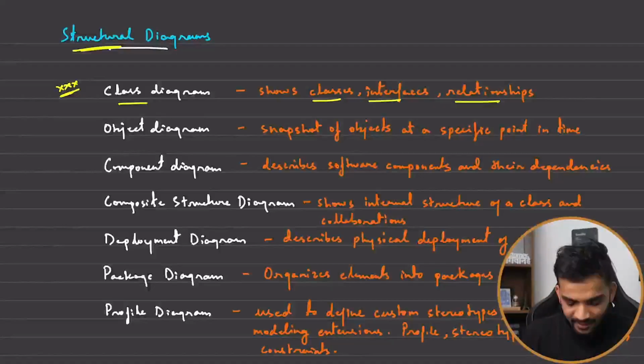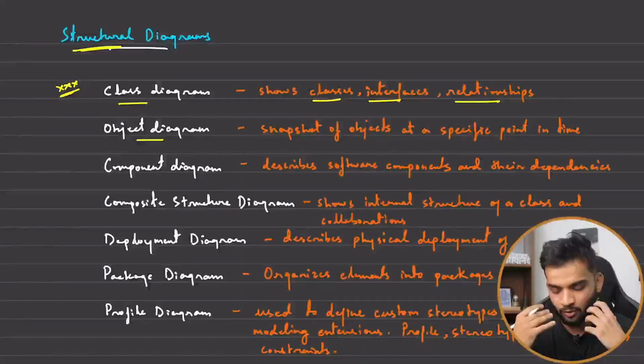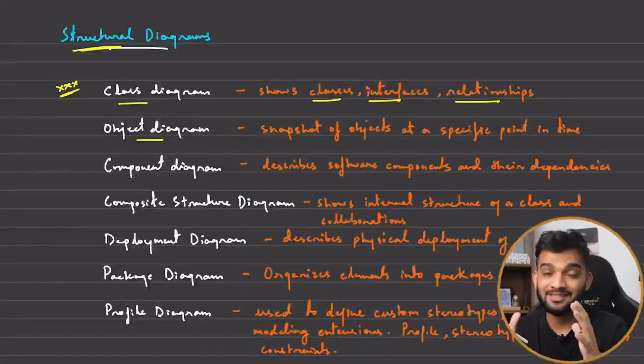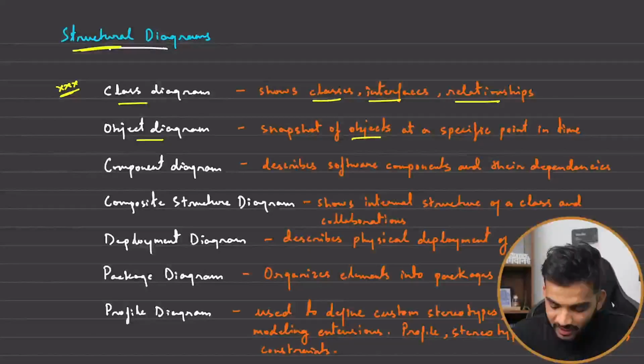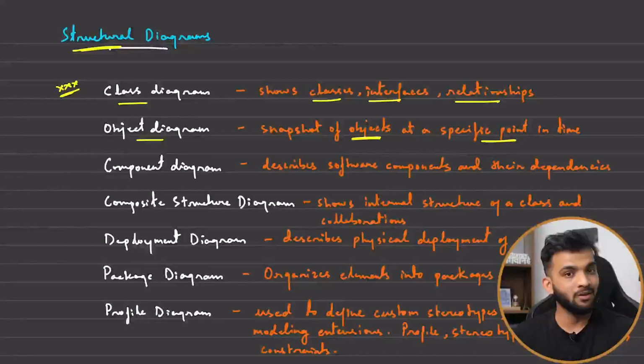Perfect. The next one is an object diagram. If you want to dig deeper, you can go ahead and say what kind of objects are interacting with each other at what point of time. You can dig deep, but this is not that important.